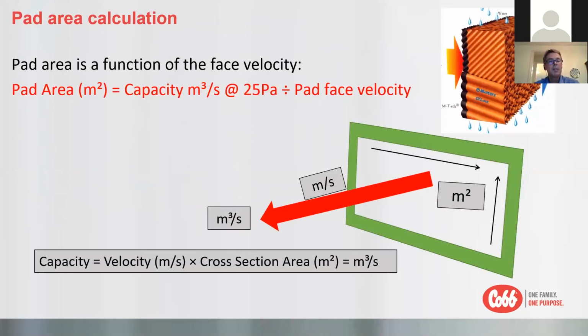How do we size the pad? The capacity is equal to velocity times cross section. So your pad area is a function of the fan capacity you're going to use to achieve your specific speed, divided by the pad face velocity. And that is 1.8 meters per second. So it's the capacity divided by 350 feet per minute.